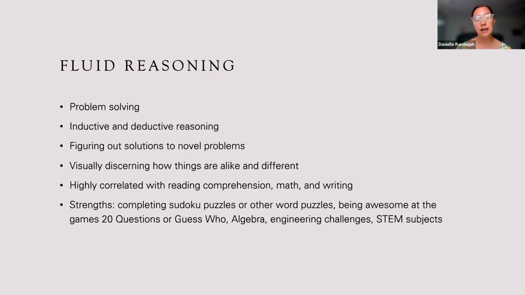Next is fluid reasoning, and this is problem solving. So it's being able to find different ways to solve novel problems. So when you're presented with something new, being able to use inductive and deductive reasoning to figure out what the solution is. It's being able to see different visual icons or information and know how they are alike or different. It's highly correlated with reading comprehension, math, and writing.